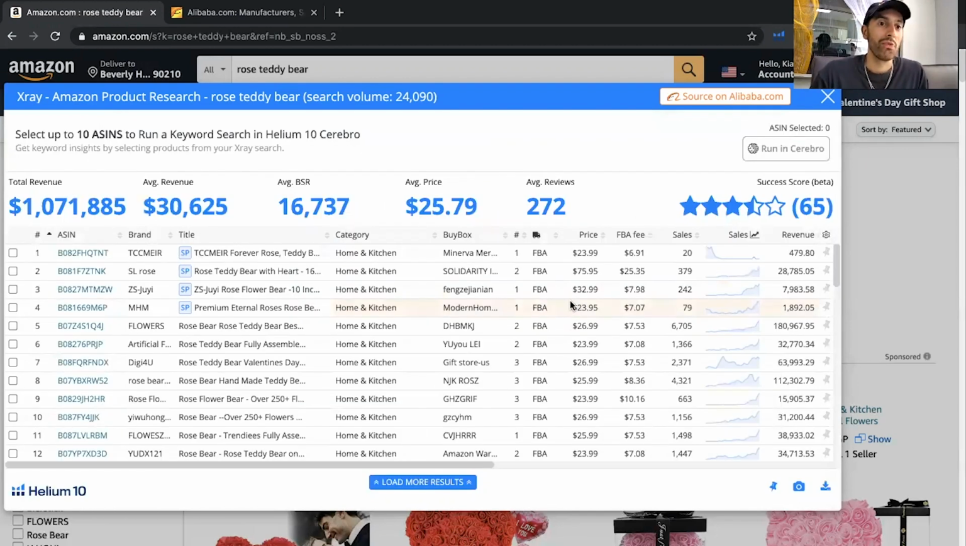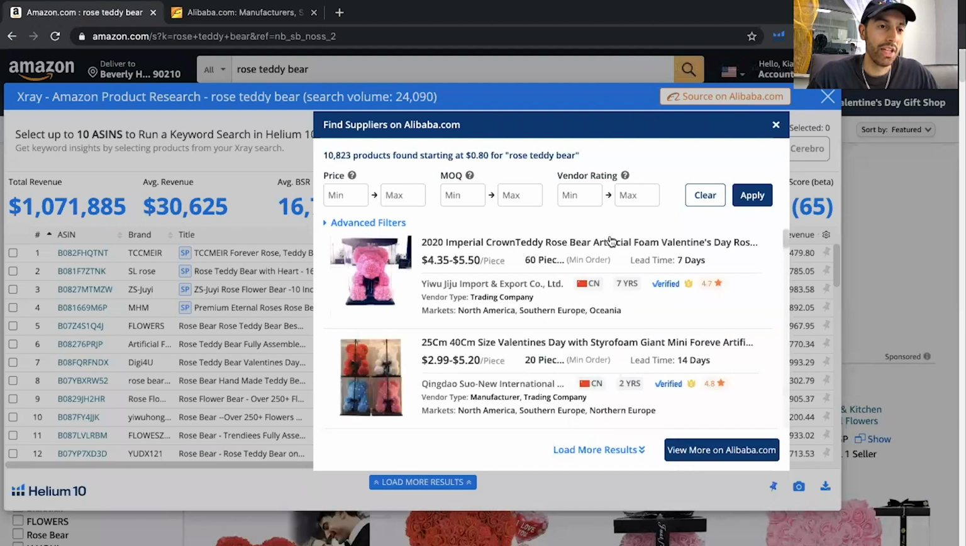Now, this is why we're here. This is the new feature, Source on Alibaba.com. So Helium 10 have now partnered with Alibaba to basically populate from Amazon the Alibaba factory information. And I'm basically going to teach you guys how we can align ourselves with the best factories using this tool.